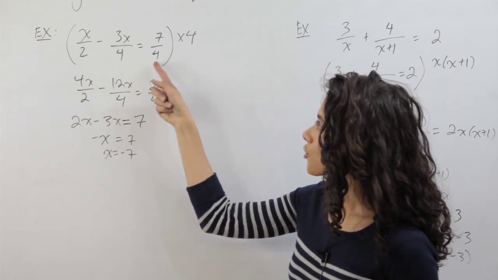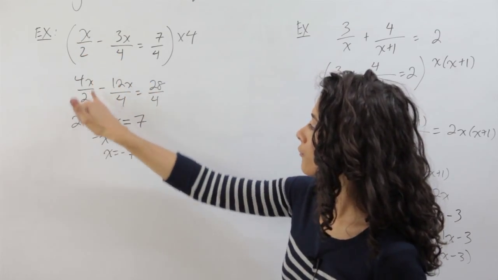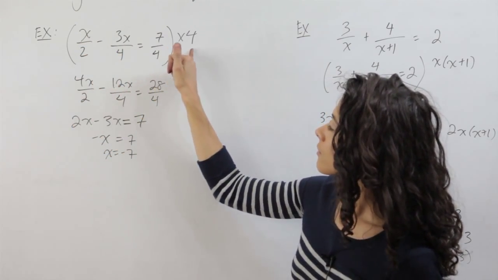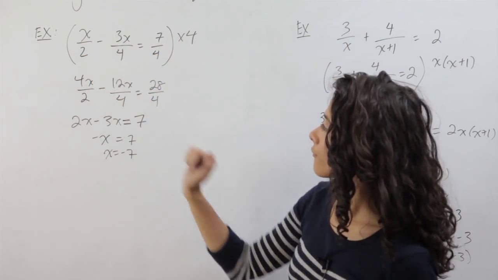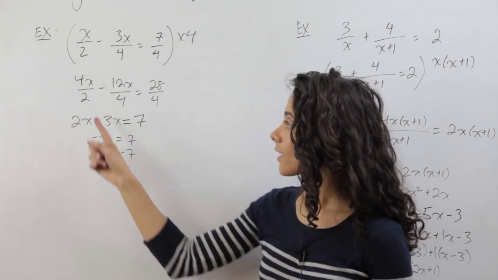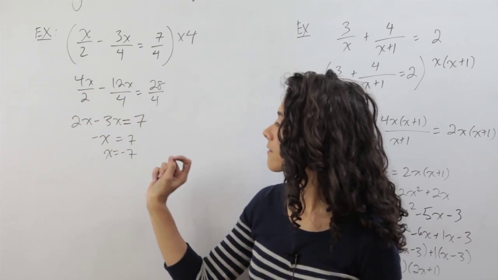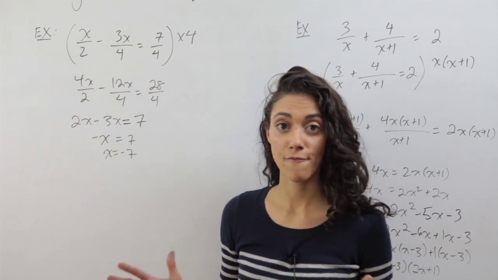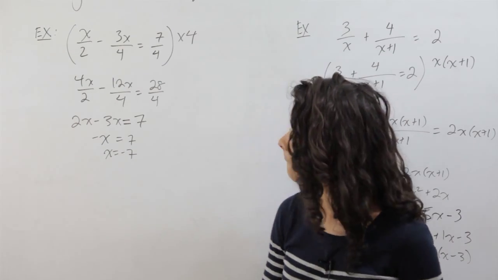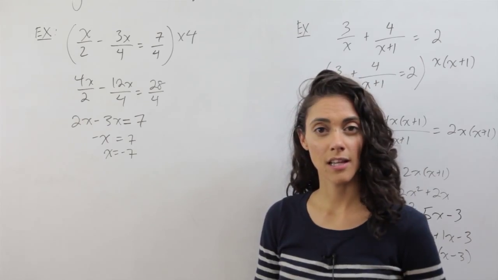Multiplying each of these terms by 4 results in 4x over 2 minus 12x over 4 and 28 over 4. Now each of these, if you simplify, simply becomes 2x, a 3x, and a 7, and just like that, fractions are gone, much easier to solve. Now I just collect my like terms, and finally we get x equals negative 7.